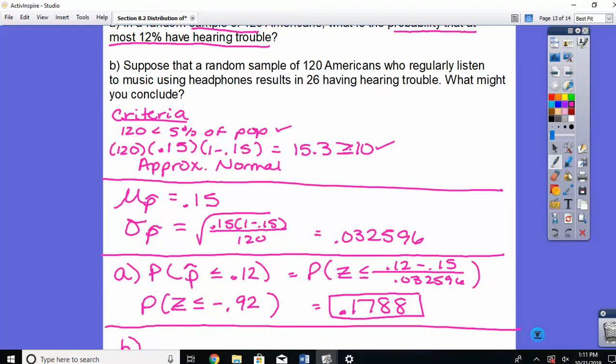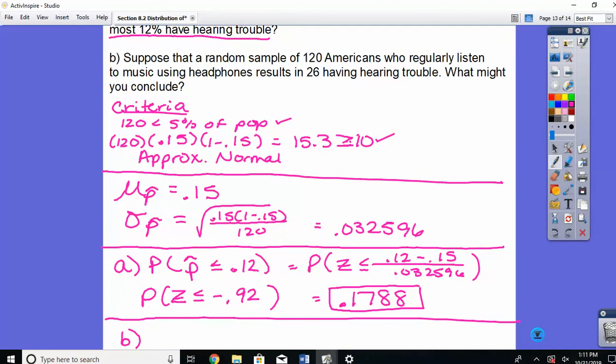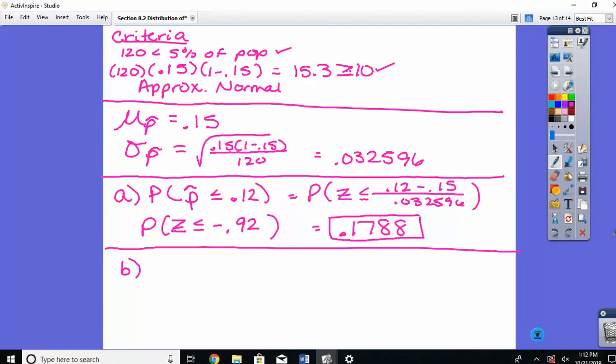Part B says, suppose that a random sample of 120 Americans who regularly listen to music using headphones results in 26 having hearing trouble. What might we conclude? So, in order to use this, I need a p hat, a point estimate. 26 divided by 120.